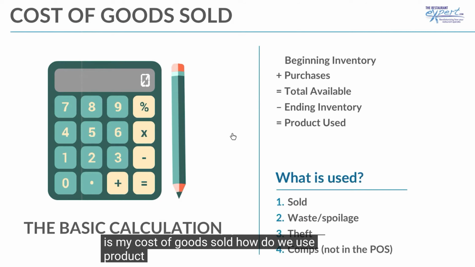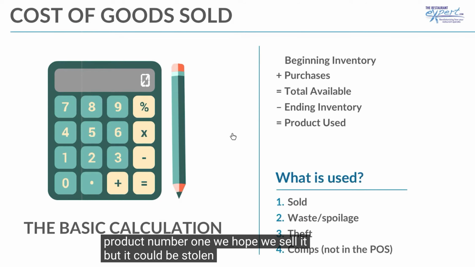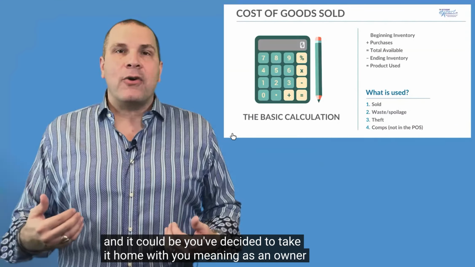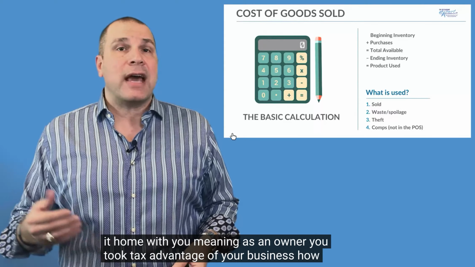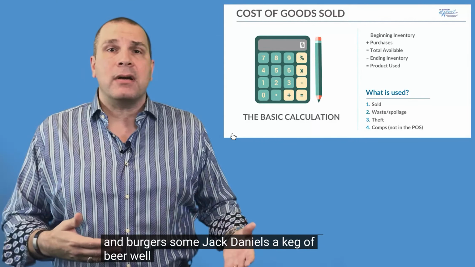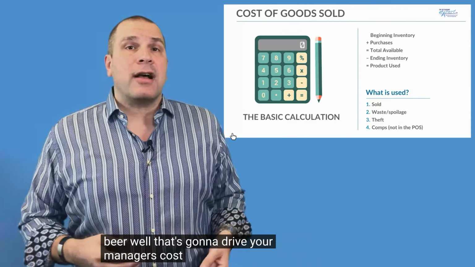Now, how do we use product? Number one, we hope we sell it, but it could be stolen, wasted, spoiled, and it could be you've decided to take it home with you. Meaning as an owner, you took tax advantage of your business, had a barbecue this weekend, took some ribs, some burgers, some Jack Daniels, a keg of beer. Well, that's going to drive your manager's cost of goods sold up.